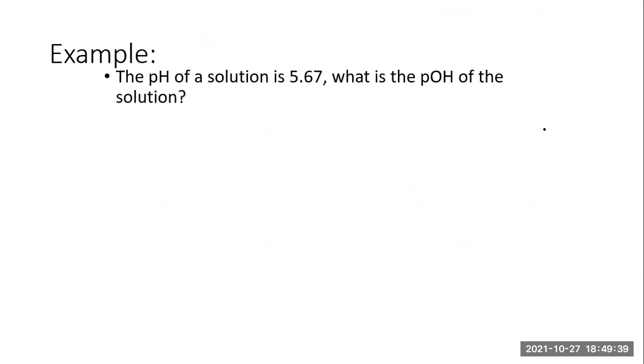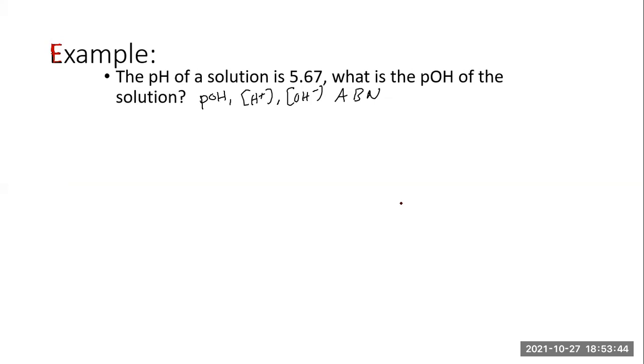Okay, then why don't you try maybe this one? We got a pH of 5.67. Let's do what is the pOH, like it asks. Let's also do H plus, OH minus, and again, is it acidic, basic, or neutral? We're getting to the end here. Let's take a look at this one.